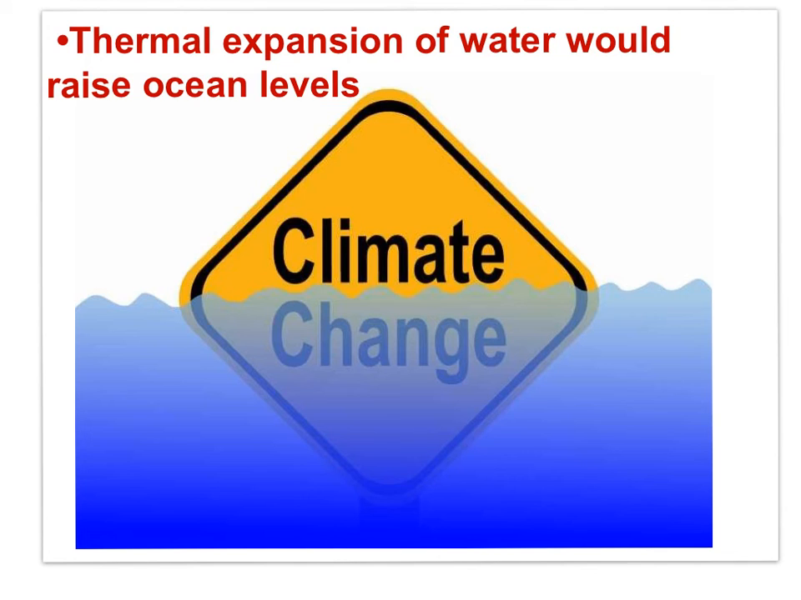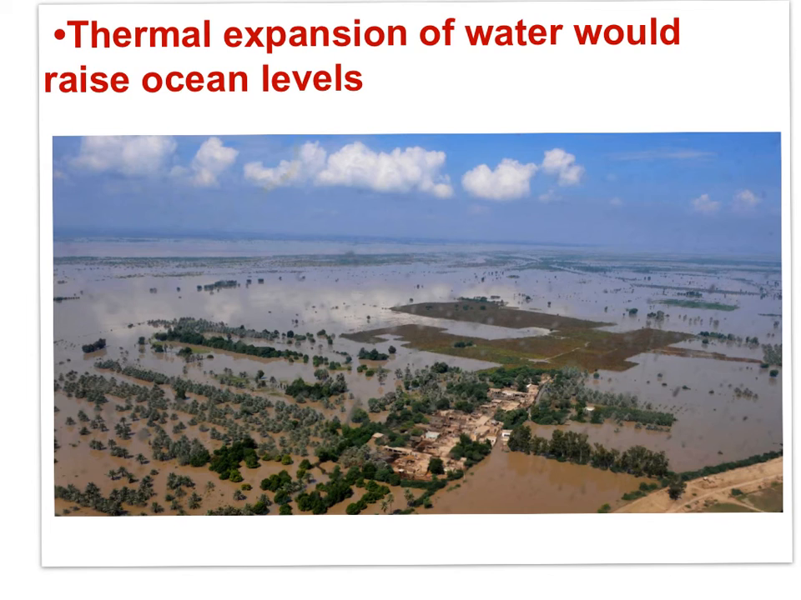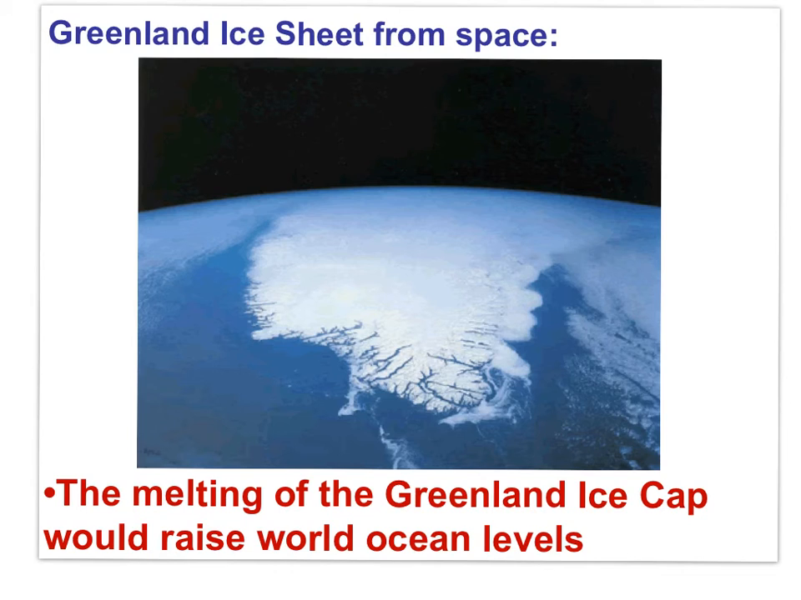The thermal expansion of water would raise ocean levels. Coastal areas would be vulnerable to rising sea levels due to the thermal expansion of water. The melting of the Greenland ice cap or the Antarctic ice sheets would raise world ocean levels because the ice sits on land. As the ice melts, it would drain into the ocean. Let's be clear here, the melting of the Arctic ice sheet does not raise ocean levels because the ice already sits in water. For the Greenland ice cap and the Antarctic ice sheet, the ice is on land, and its melting would drain into the ocean and raise world ocean levels.